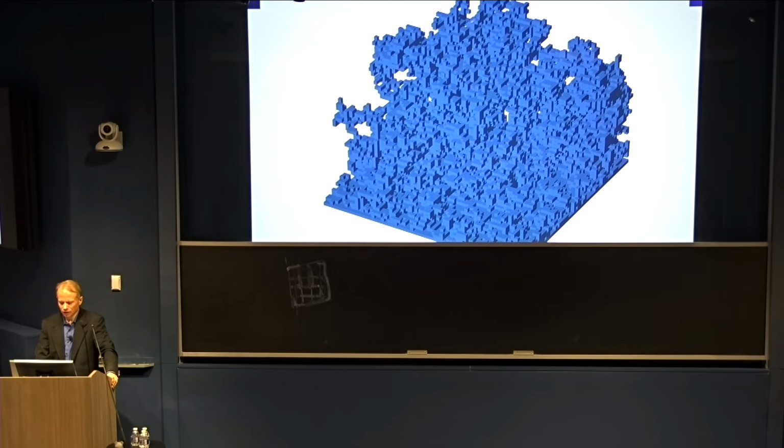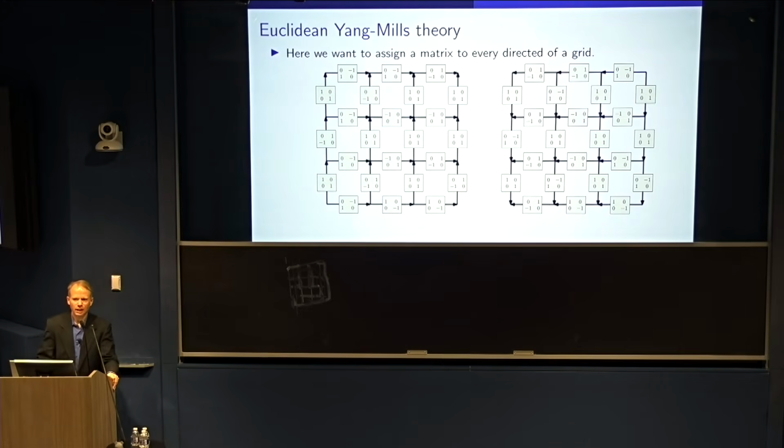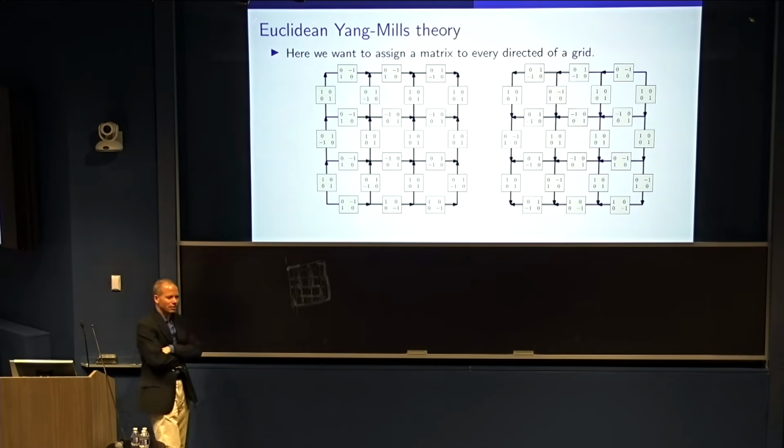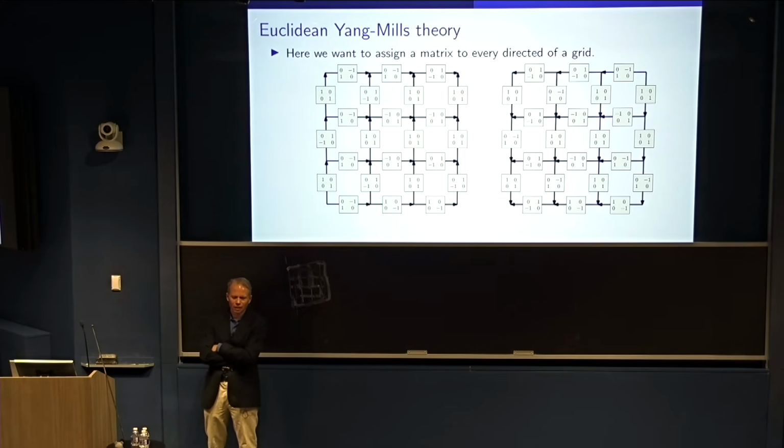So critical percolation. Here, I could look at a large cluster that's connected to the boundary. If I put all the boundary, you get some very nice patterns like this. Okay, now finally we get to Euclidean Yang-Mills gauge theory. This is the last 10 minutes of the talk. Well, I promised I would connect this into this famous $1 million problem.